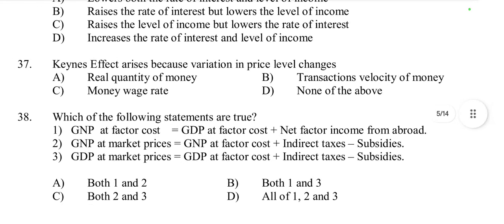Then question number 37. Keynes effect arises because variation in price level changes the real quantity of money, transactions velocity of money, money wage rate, or none of these.